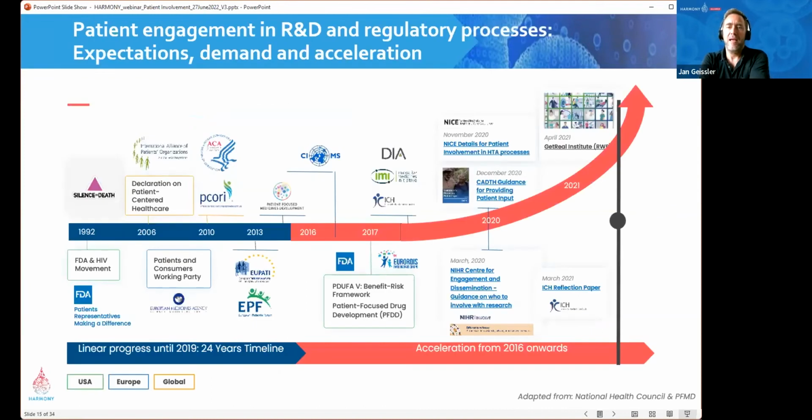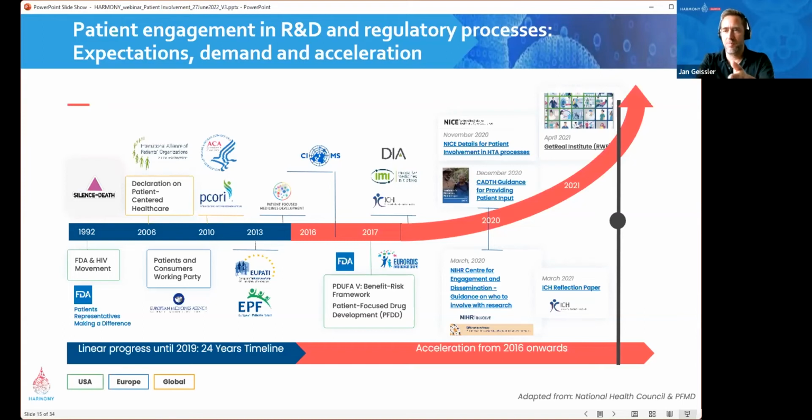So in the end, this is an evolution over many years, and it's not a new fashion. It doesn't go away. It started with the HIV movement in 1992 or somewhere around that, where there was quite a lot of unrest in the community that patients should be part of decision making in terms of access, availability, and the collaboration of different competitors.